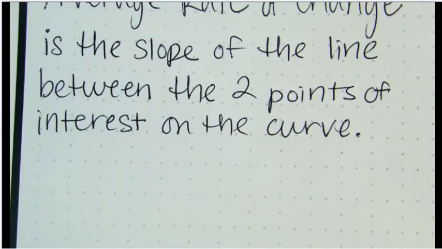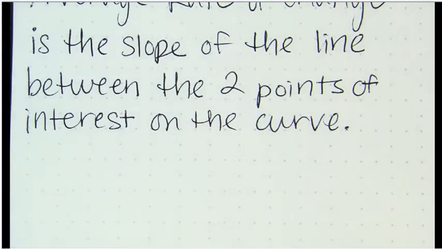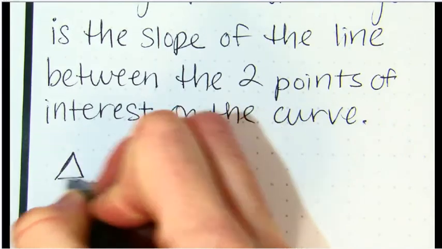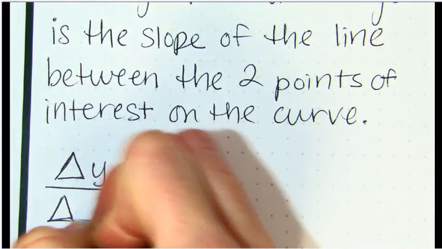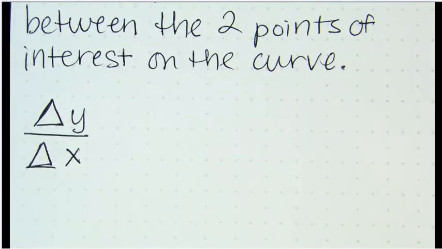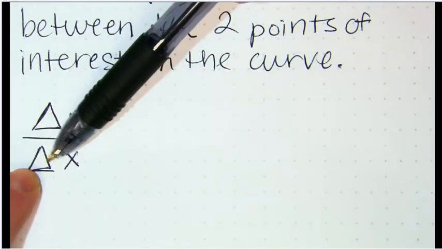So we're just going to review for a second rate of change. It is the slope, right? So it's the change in the y over the change in the x. And these triangles are not meant to signify geometry triangles. That's the Greek letter delta, and delta means change. So this is the mathematical way of saying change of the y's, change of the x's.